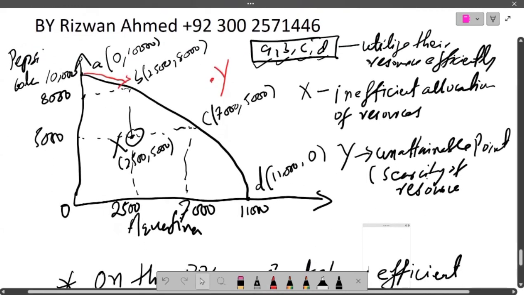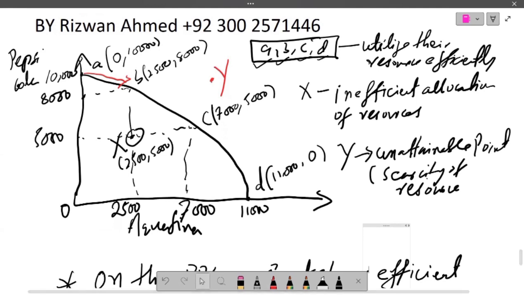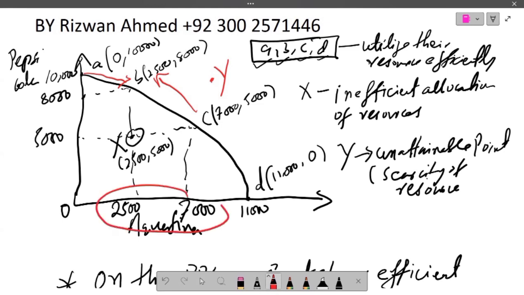So now we take a test. Let's suppose we move from C to B. What will be the opportunity cost if we move C to B? Look here. What is the difference? Here we have a difference of 4,500 units. So we sacrifice 4,500 units of Aquafina to gain 3,000 units of Pepsi Cola. So 4,500 is the opportunity cost.